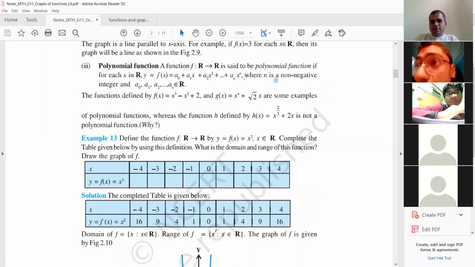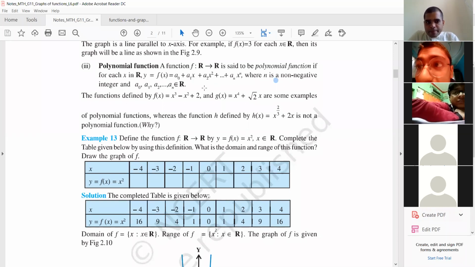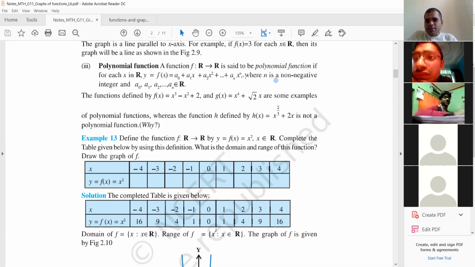plus ... an x^n. In this, one thing to note is that n is not negative, n is always positive, meaning the powers of x are always positive. Then it will be called AP? So it will make an AP, arithmetic progression? No, not necessary that it will make an AP. N is non-negative and n is an integer. It cannot be decimal or fraction.